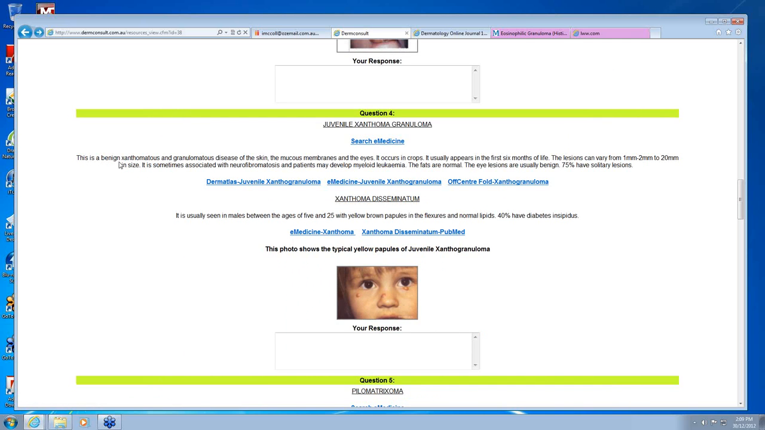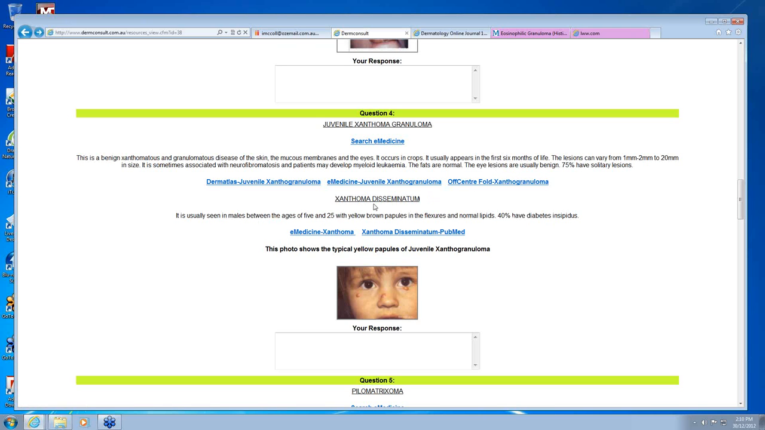So we've said that juvenile xanthogranuloma is a benign xanthomatous and granulomatous disease of the skin, mucous membranes, and eyes. It can occur in crops, usually within the first 6 months of life. Lesions vary in size. Sometimes there's an association with neurofibromatosis. Occasionally, patients with multiple juvenile xanthogranulomas may develop a myeloid leukemia. So if you've got a child, you want to examine them carefully and have a blood test done. Fats are normal, and any eye lesions that do develop are usually benign. But 75% of cases are solitary juvenile xanthogranulomas, and you don't need to do anything specific for those.